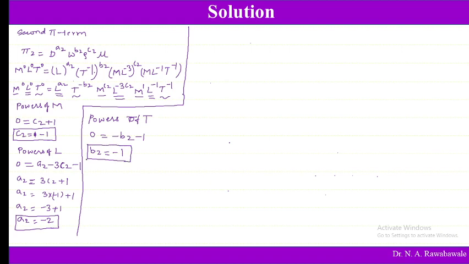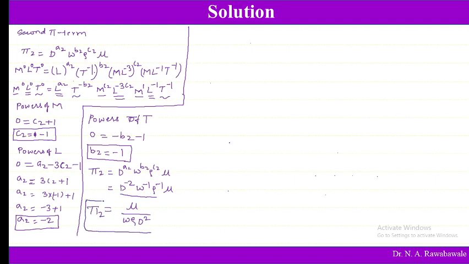We obtained powers of a2, b2, c2. So this pi 2 term we can write as t to the power of a2, omega to the power of b2, rho to the power of c2, mu. So now d to the power of a2 means minus 2, omega to the power of b2 means minus 1, rho to the power of c2 means minus 1, mu. So this becomes mu divided by omega rho d square, because these three terms have negative power, so those will be in the denominator. So we got pi 2 term is equal to mu divided by omega rho d square.